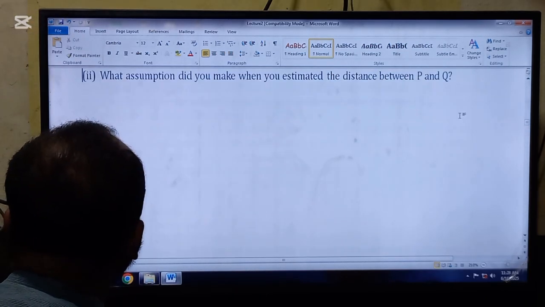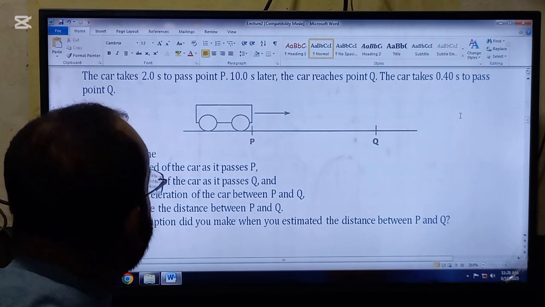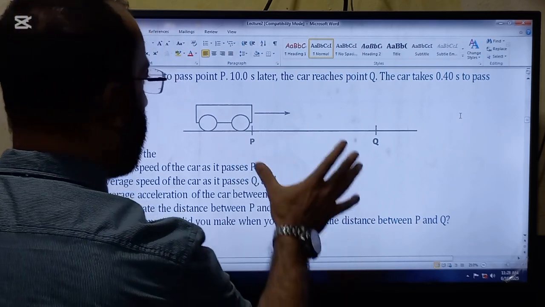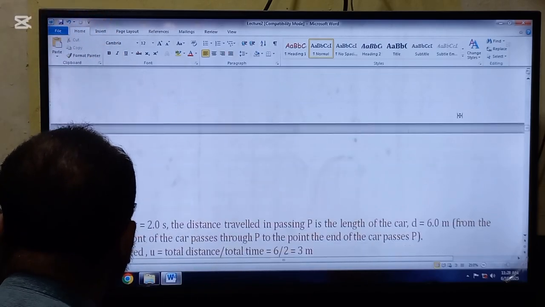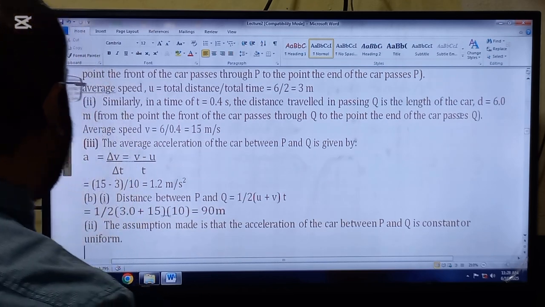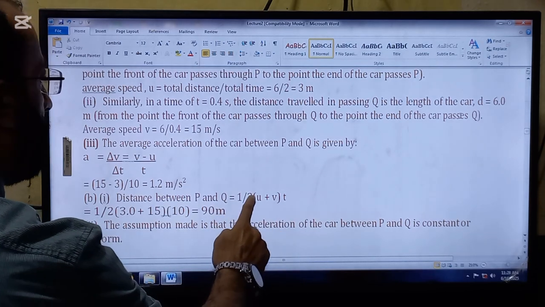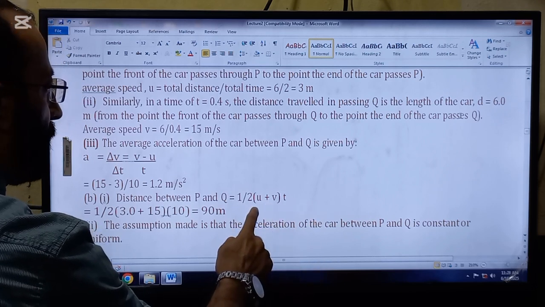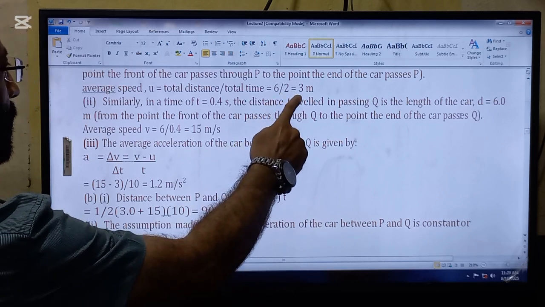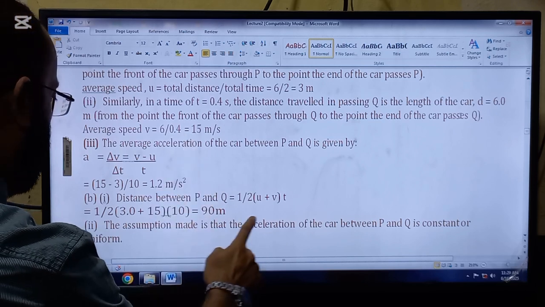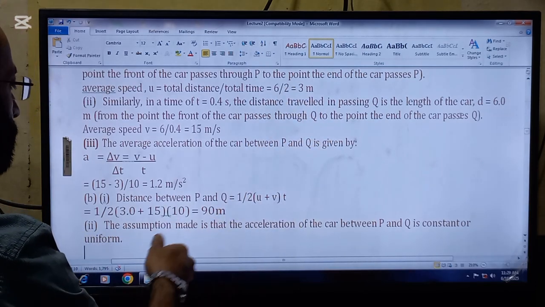Okay, look at the final part, that is B. Estimate the distance traveled between P and Q. So distance is the requirement now. Acceleration is also given, initial and final speed are given, time is given, and distance is the requirement now. So in B, first part, the distance between P and Q, the formula used will be average velocity multiplied by time. Average velocity is u plus v over 2 multiplied by time. Initial speed was 3, final speed is 15. So 3 plus 15 over 2 multiplied by the time given in the question, that is 10. Solve it on the calculator and you will get the answer.